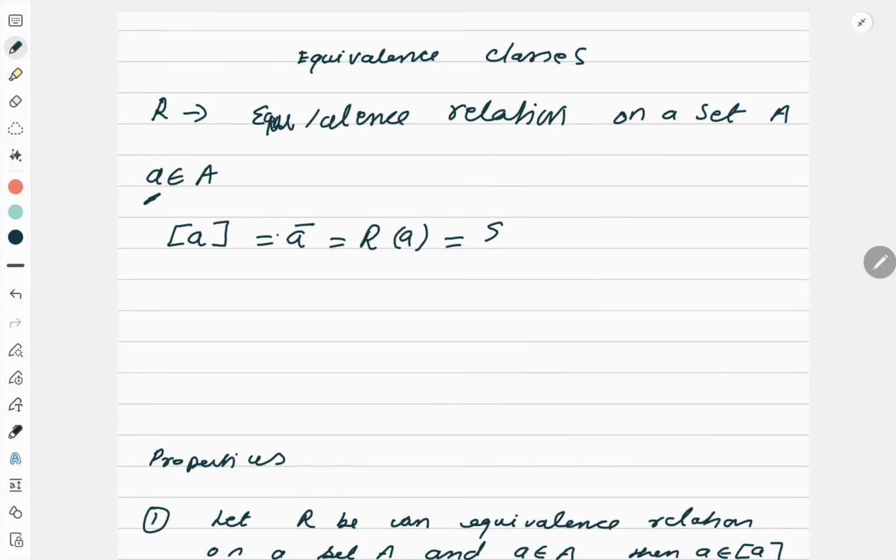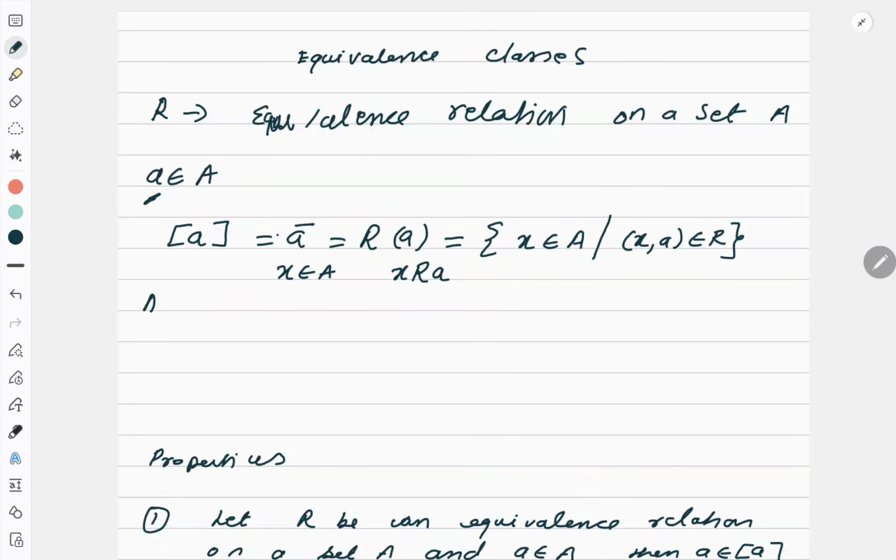And how am I defining it? Any element x belonging to A such that (x, a) belongs to R. Or you can say that for each x belonging to A for which x is related to a, it will belong to the equivalence class of a. Right? Now let us consider a very simple example.